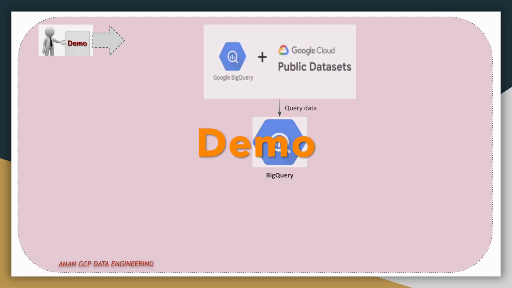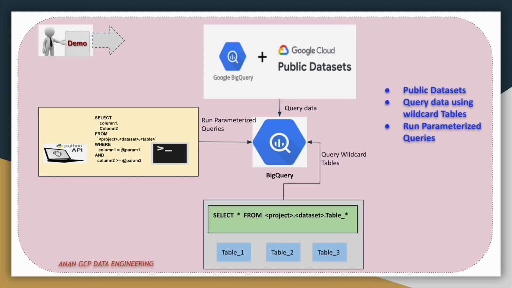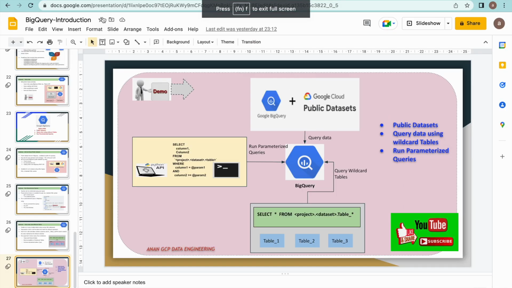In the demo, in the first task we will see how we can add public data sets and how we can query public data sets. We will also try to explore a few public data sets. In the second task we will see how we can write parameterized queries using the bq command line tool and also the Python API. Okay. And also we will see a concept called parameterized queries and named and positional arguments. Okay. In the third task we will see wildcard table query. Okay. Let us quickly go to the demo.